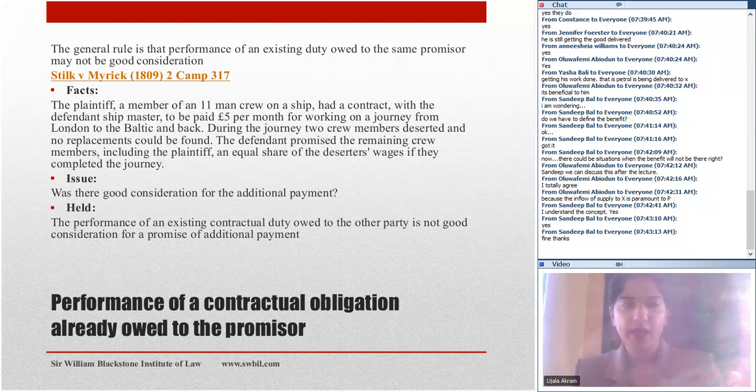So let me give you an example. I promise to, let's say, paint a wall in your house, and you promise to pay me 20 pounds in return. There is an obvious benefit here, right? And an obvious burden for each of our promises, and there is a clear exchange.